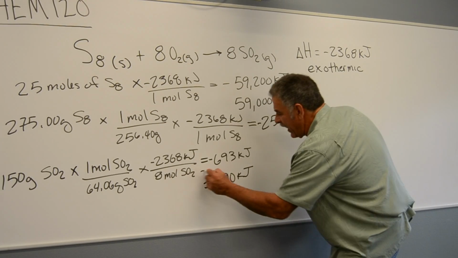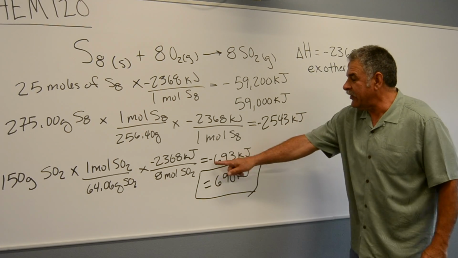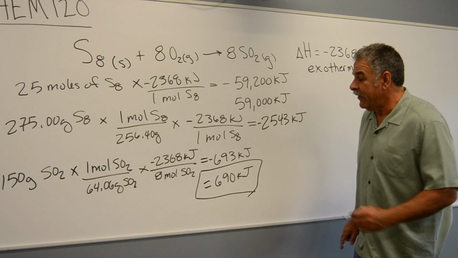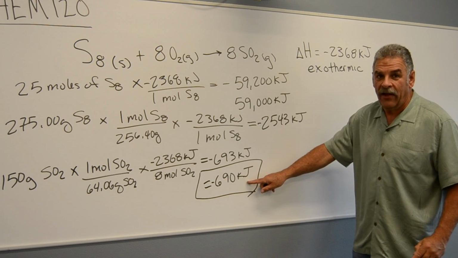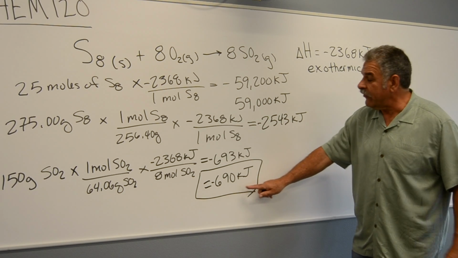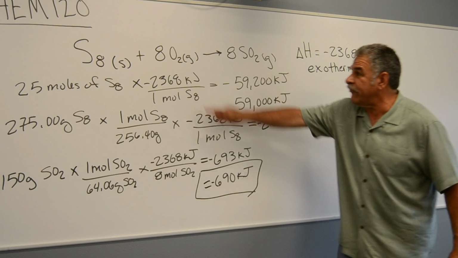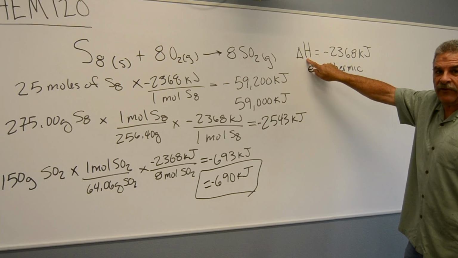So, if you're paying attention, you'll notice that when I did my final answer, I didn't carry down the minus sign. Be sure to carry down the minus sign. Always check your answer for rationality. 690 kilojoules would be an endothermic reaction. So we need the minus sign there because this is an exothermic reaction, as evidenced by the minus sign for the delta H conversion factor.